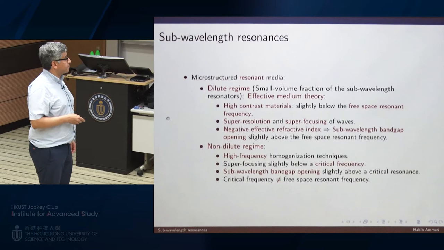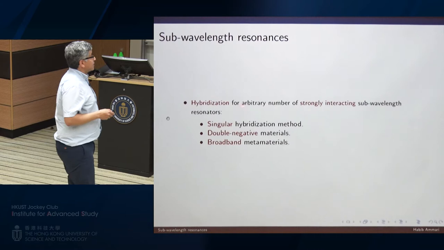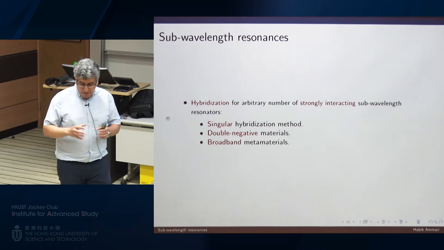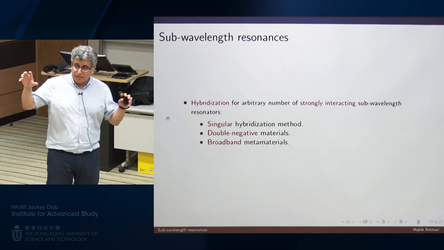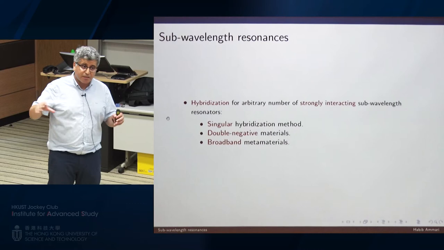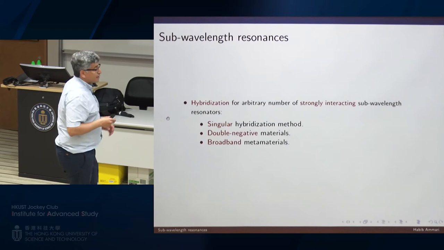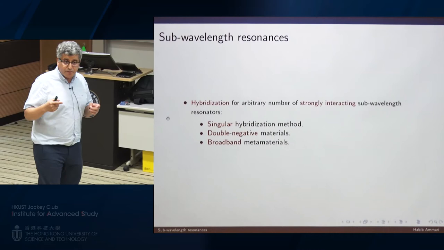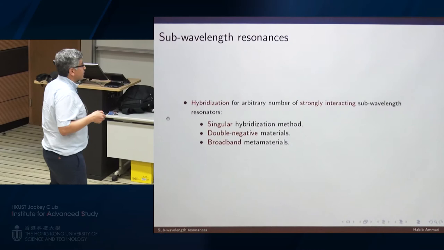Then I will show you what we have been doing recently on the hybridization of an arbitrary number of strongly interacting subwavelength resonators. Because to make this microstructure, either you take one resonator and you place it with some distribution, or you take two, three, or more strongly interacting resonators, and then you repeat that structure with some distribution. If you do this, you need to compute the new resonant frequency of these strongly interacting subwavelength resonators, and this is hybridization. So I will show you what we have been developing on the singular hybridization method.